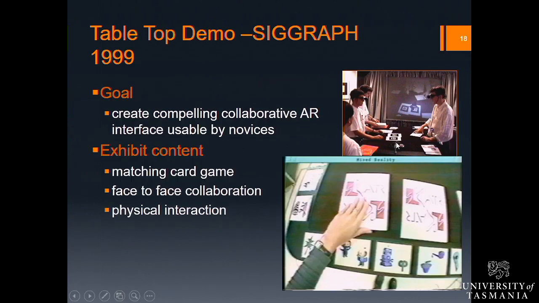So what they're doing here is trying to create a compelling collaborative AR experience usable by normal people. In this case, they picked a story where the two characters can interact. It's similar to the proximity example that we used in the interface in the factory before. So this one is relatively simple.